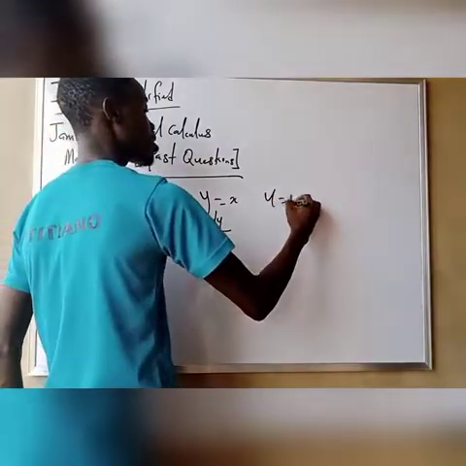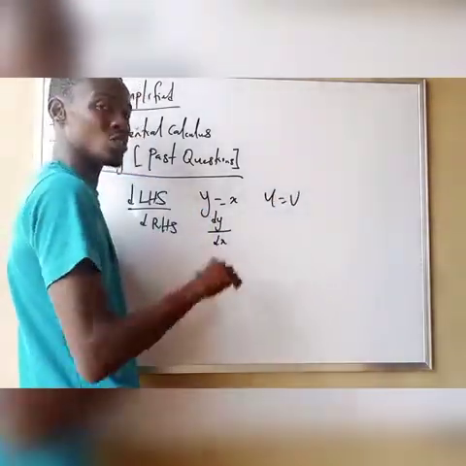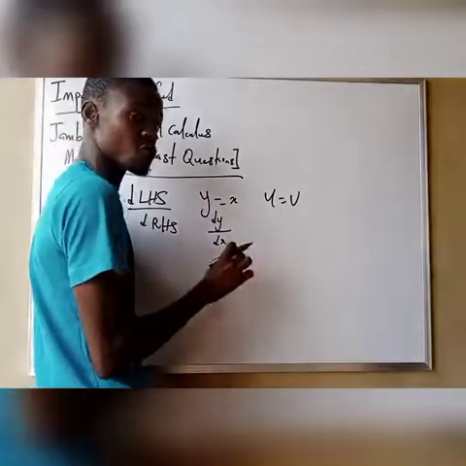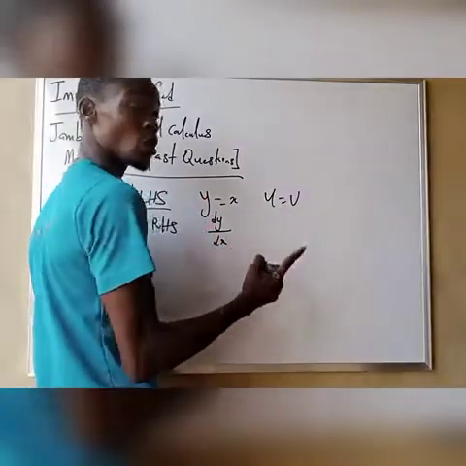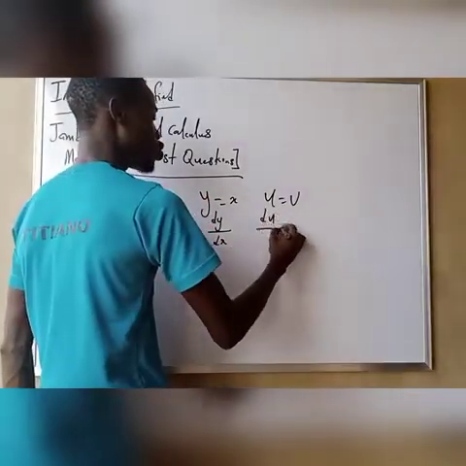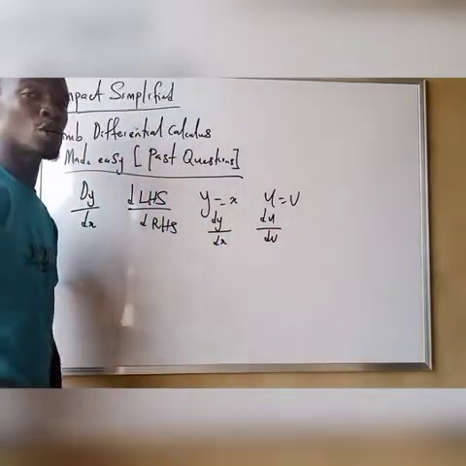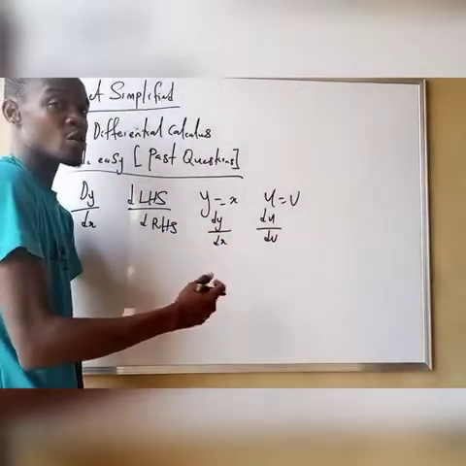If we have u equals v, I'll be very fast because the major thing we need to do is to solve past questions. This will not give us dy dx, this will give us du over dv, just because we have u on the left hand side and v on the right hand side.